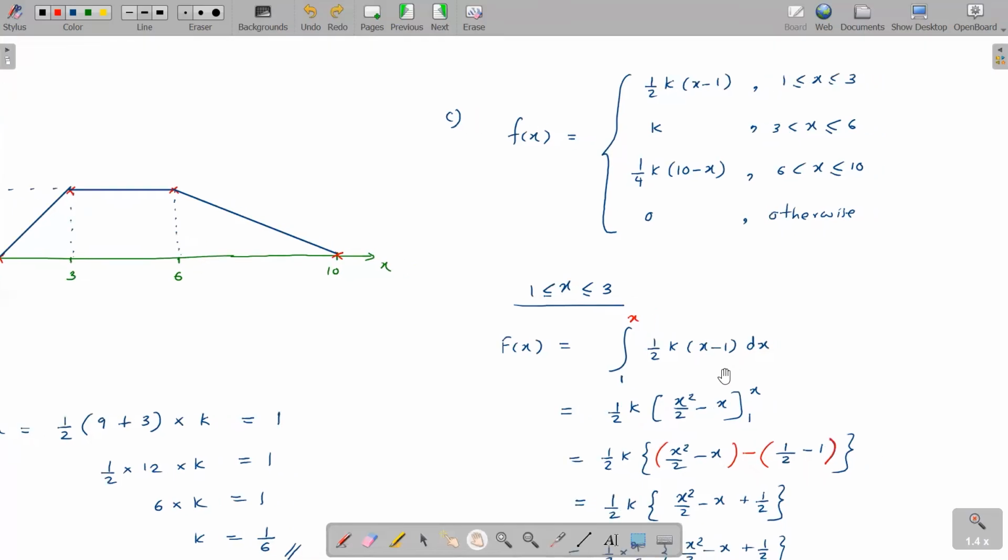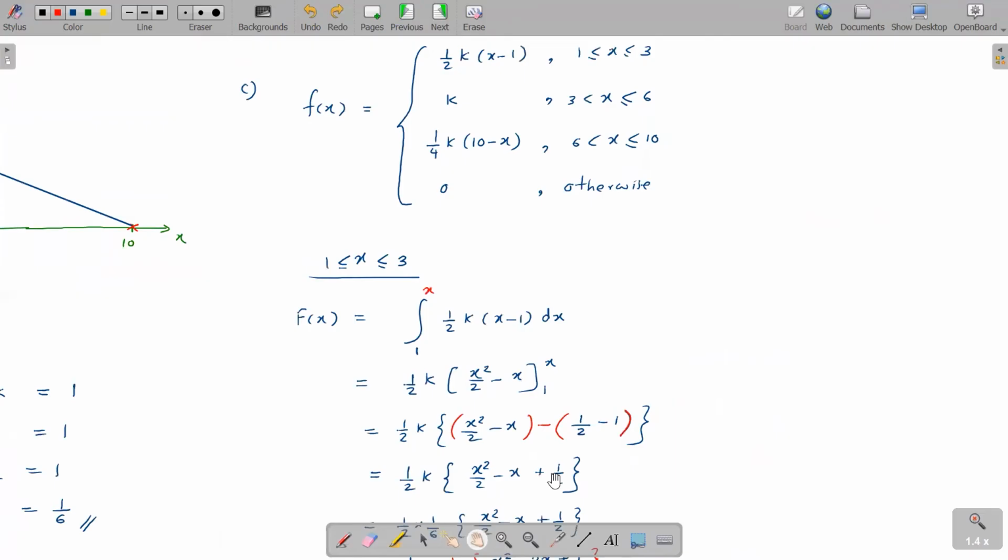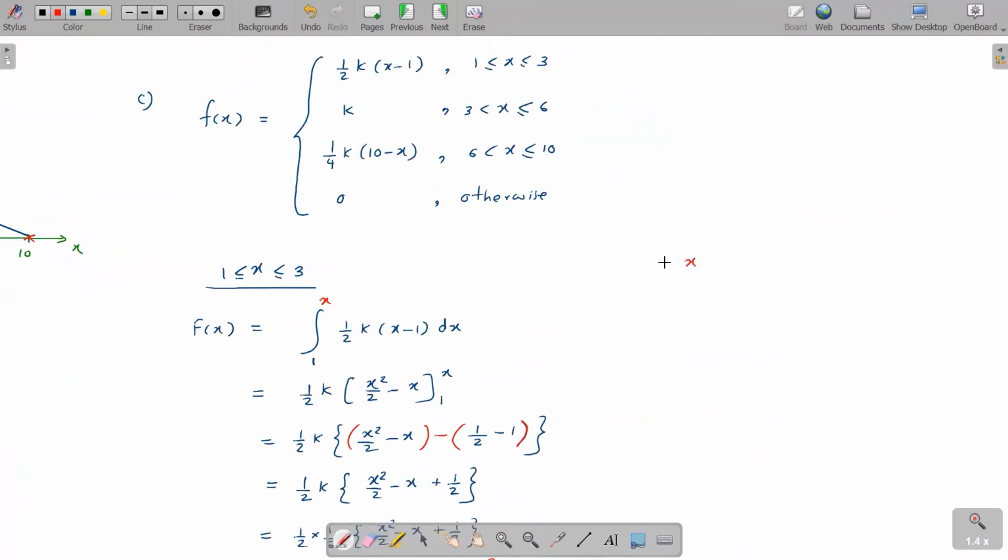Continue, we need to keep on doing capital Fx for the other two parts as well. So for the other part, for x values between 3 to 6, how do we calculate capital Fx? Basically the rule is still the same. We must integrate from the lower limit until x. The lower limit is not 1 now. What's the lower limit now? Now the lower limit is 3. From 3 to x, and here x is now supposed to be any number between 3 and 6.